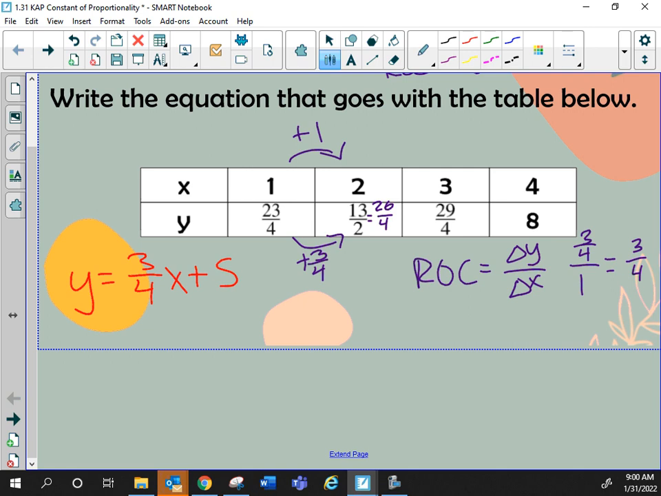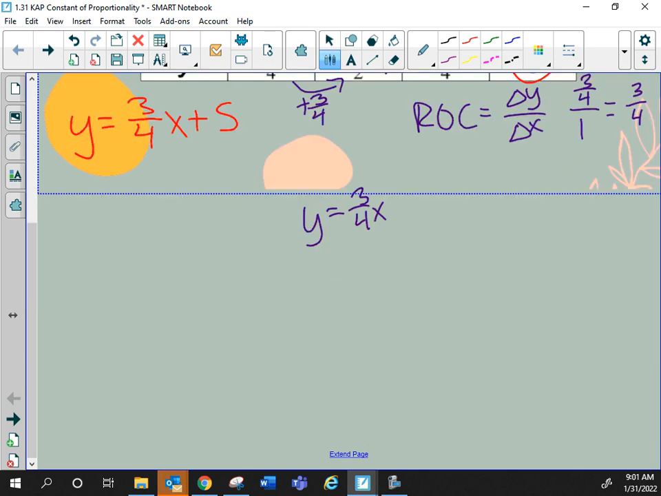Hope y'all are ready. All right, so that is my multiplier, so I can plug that in. The y equals 3/4 x. And then what I can do is plug in a number and see what I get out. What numbers do y'all want to plug in? 4. I like pretty numbers. Okay, I'm going to plug in a pretty number and see if I get a pretty number. So we're going to do y equals 3/4 times 4, and then see what we need to add or subtract.